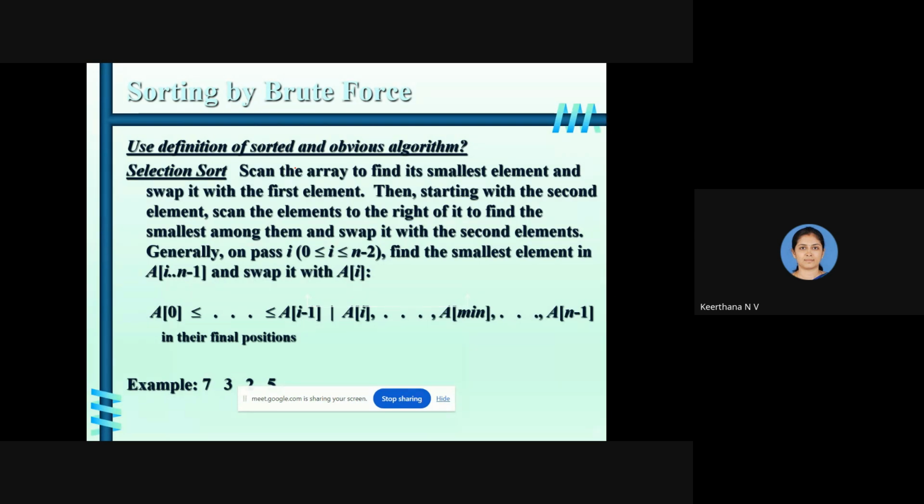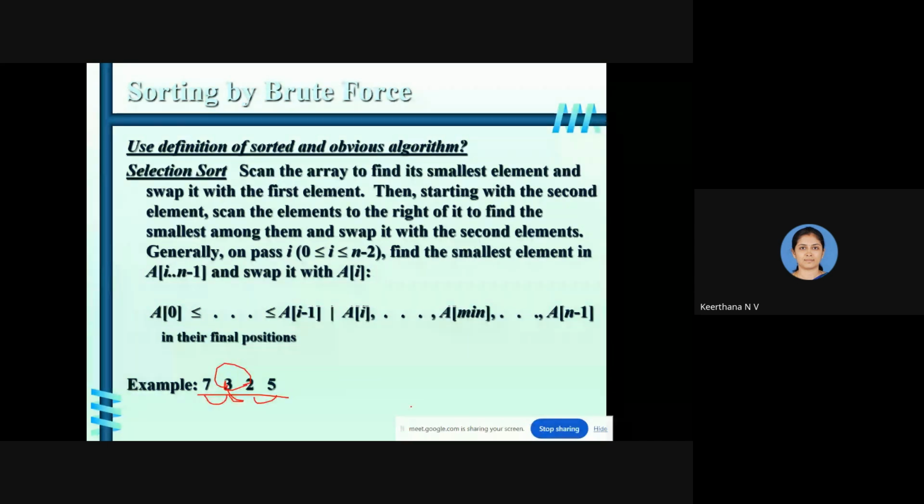So what is a selection sort? Suppose I have 7, 3, 2, 5 as my numbers. Selection sort will compare the first two numbers. If they are unsorted, sort them. Again, the next two numbers. If they are unsorted, sort them. And the next two numbers again. If unsorted, sort again. In this way, the selection sort will follow up.